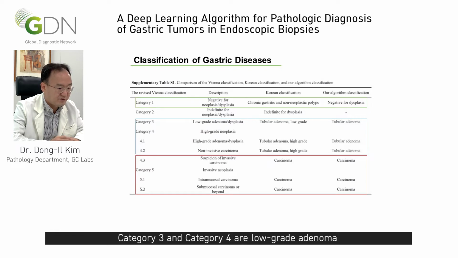Category 3 and Category 4 are low-grade adenoma and high-grade adenoma, respectively. We have collapsed them into one class, which is tubular adenoma. Finally, we have introduced a new category, carcinoma, with the conventional category 4.3 and category 5 collapsed.